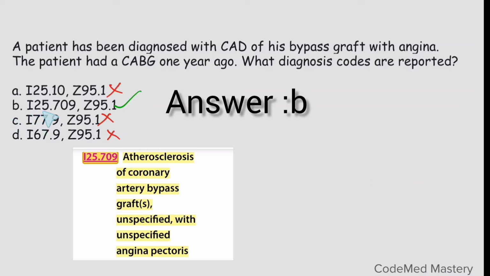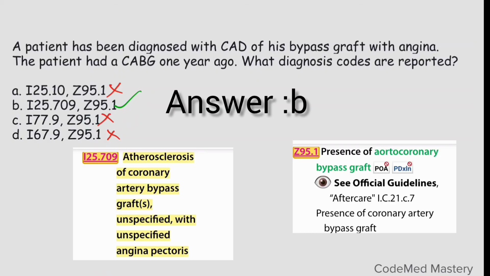Along with I25.709 they have mentioned Z95.1, which is for presence of aortocoronary bypass graft. We have to code that if there is presence of cardiac and vascular implants and grafts. So here the patient had a CABG 1 year ago and is having CAD of bypass graft. So there is a graft present. So we have to code Z95.1. Option B is the right answer.